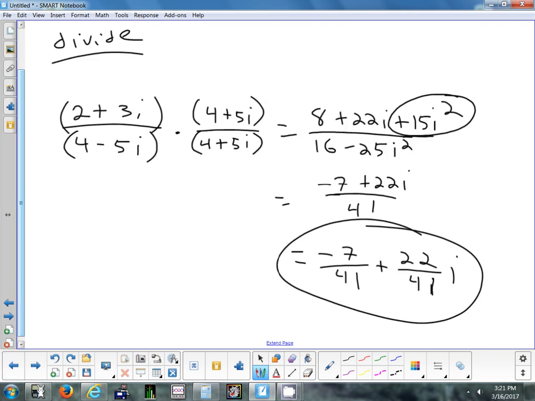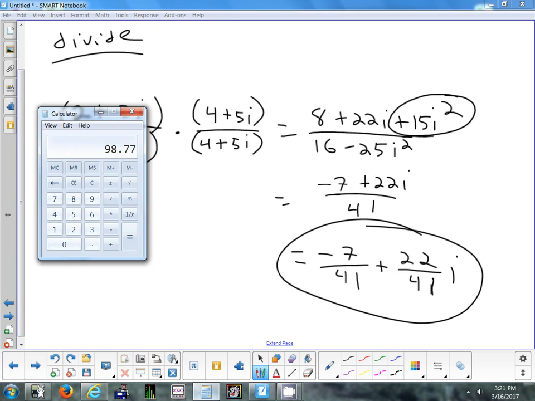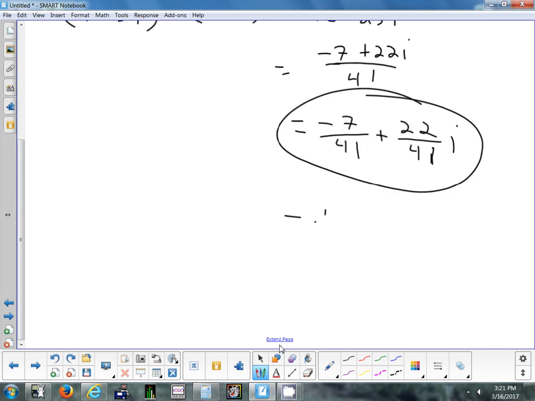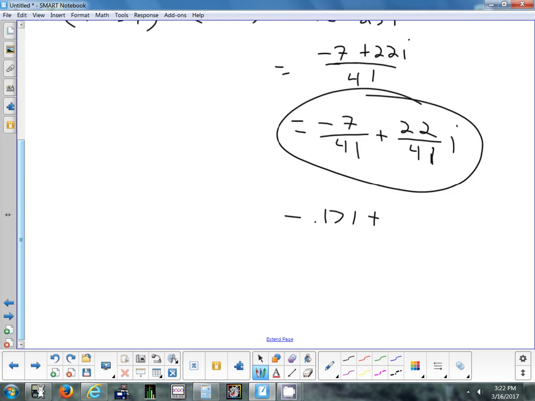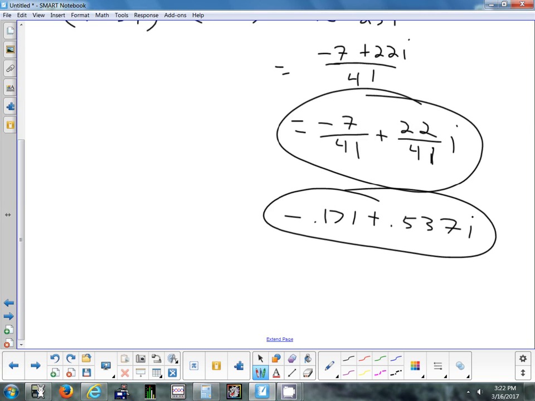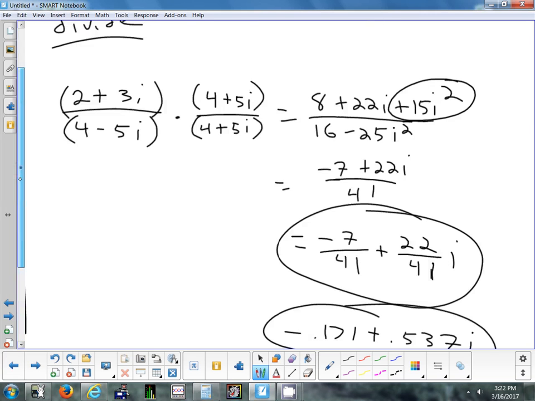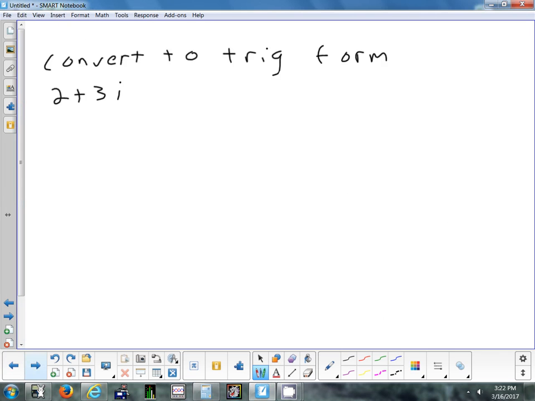We're going to get decimals. So while I'm here, it might be helpful if I know what these decimals are. It's about negative 0.171 plus, it's about 22 over 41, 0.537. That's about what you get if you convert it to decimals. Now let's change 2 plus 3i to trig form. What would my radius be?